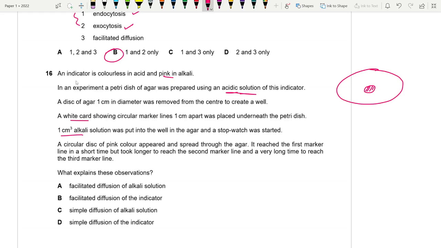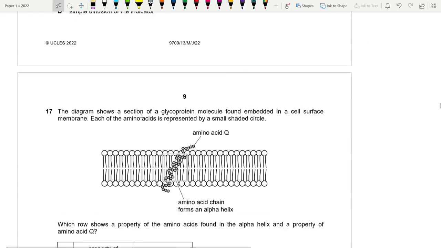Okay, so obviously it's not facilitated diffusion because there are no carrier proteins involved. It is simply diffusing. And since the pink color is spreading, the indicator was already there beforehand. Okay, the pink color is spreading. This means that the alkaline solution is spreading. This is the only possible explanation. Because over time, the pink spread. Okay, the indicator was already there everywhere in the whole petri dish.